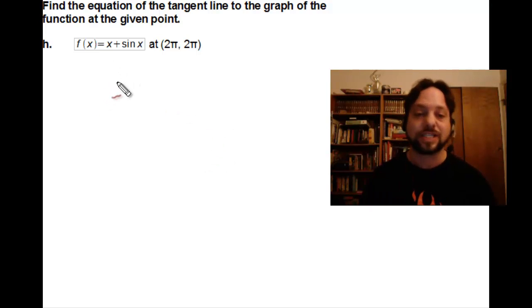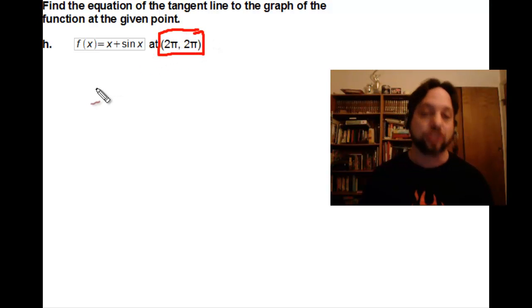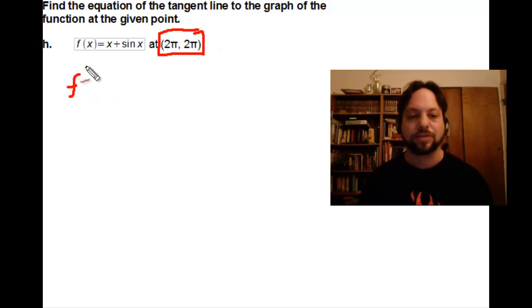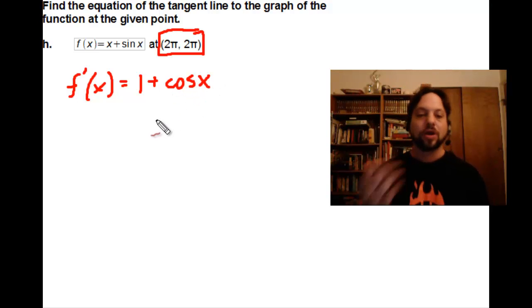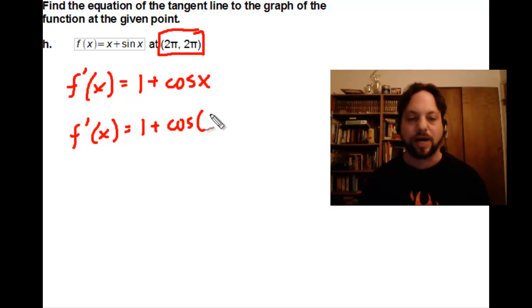So the first step, we already have the point that we're using, so we really just need to find the slope of the tangent line. And as we talked about in the last example, the slope is really just the derivative, which in this case is 1 plus cosine x. Alright, great. If we go ahead and plug that x value in so that we can find the derivative where x equals 2 pi, you'll see that we have 1 plus the cosine of 2 pi.